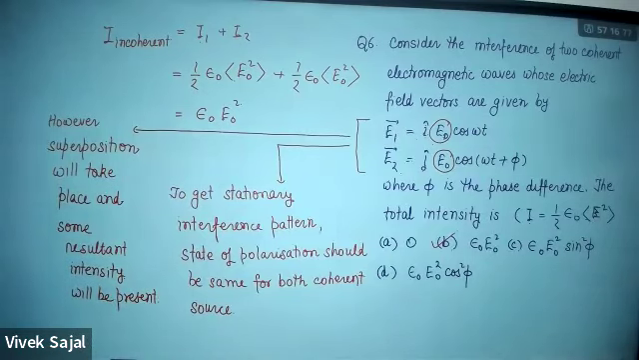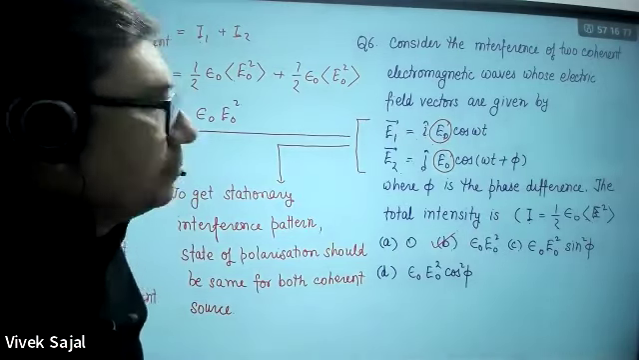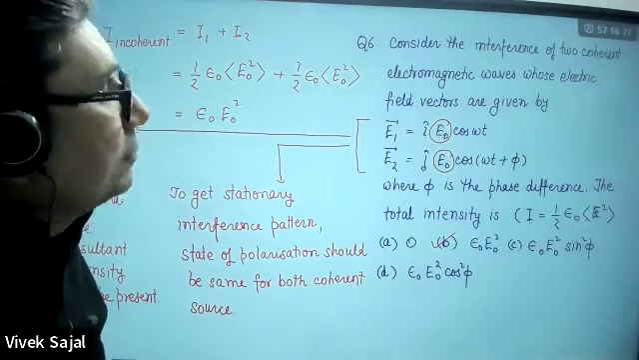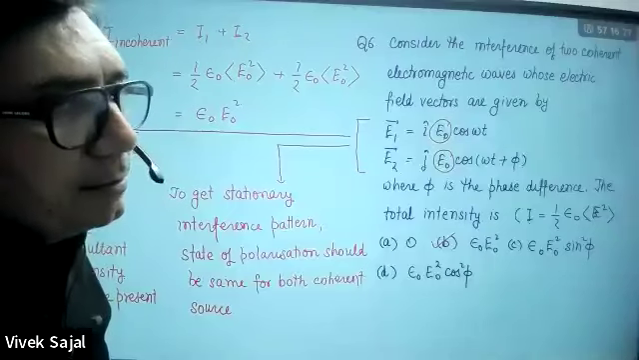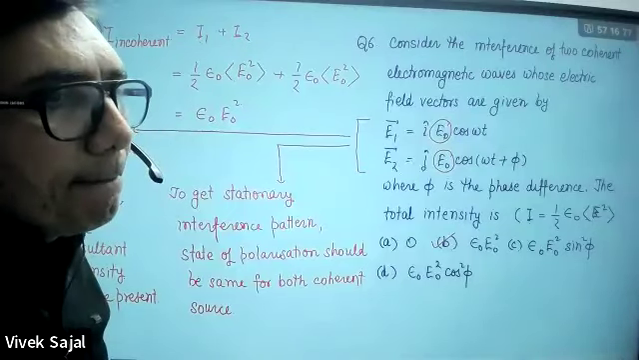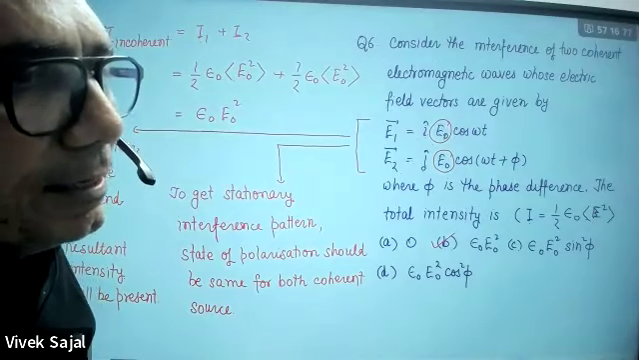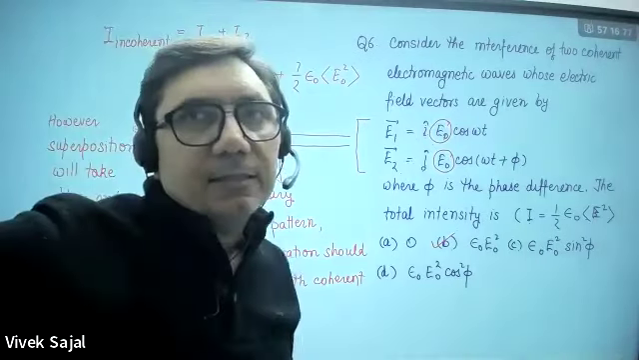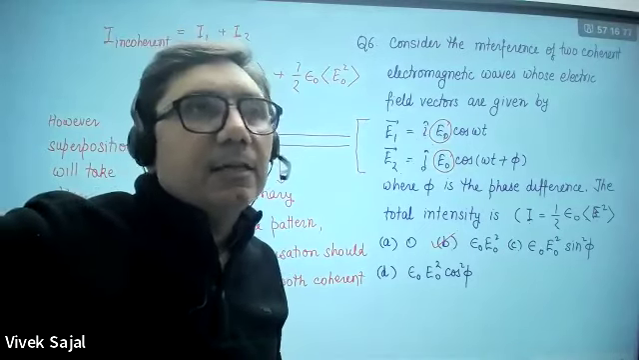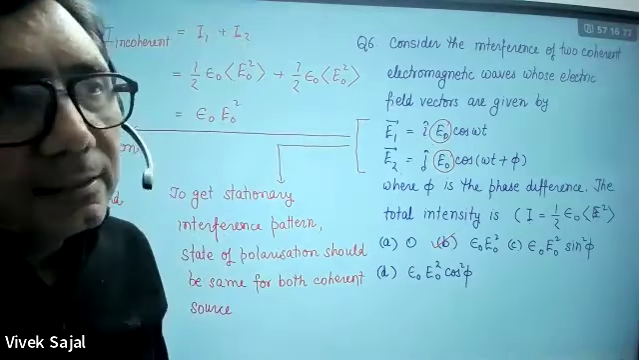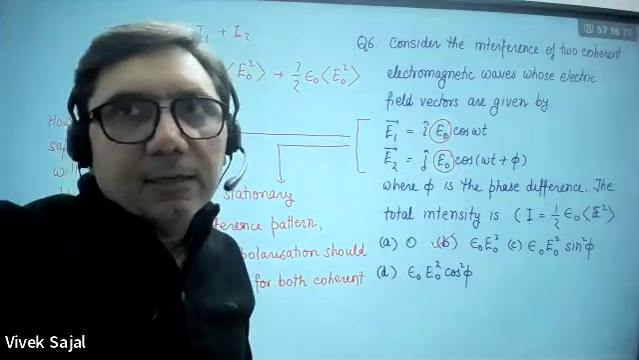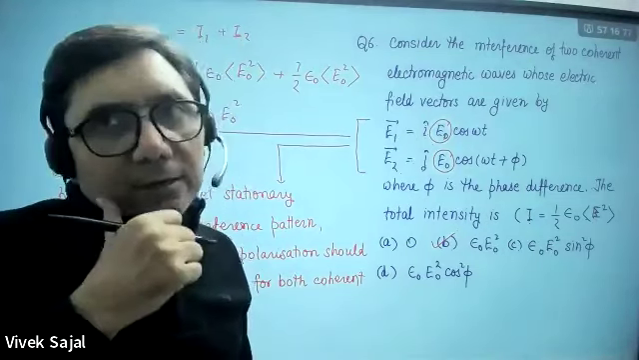So this was question number 6. Now go, sir, to the next. Yes, beta, please. In the question, it is given that it is the interference of two coherent electromagnetic waves, but you find out the intensity of incoherent sources. Why? Because he's saying that interference is taking place here. From interference, it means they are superposing, they are overlapping.